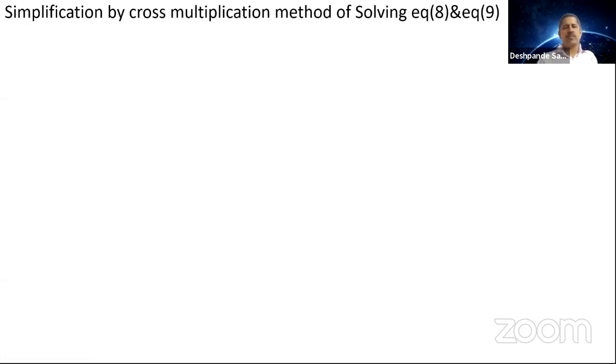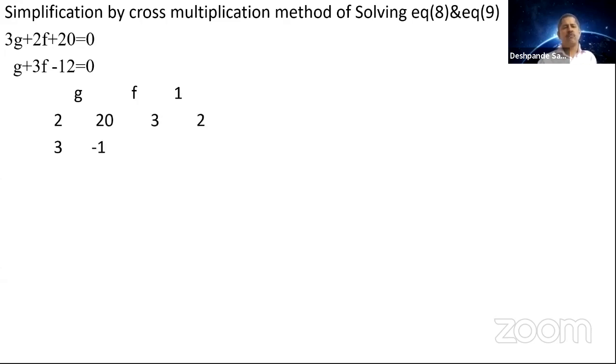So simplification by cross multiplication method. Solving equation 8 and equation 9. First equation 8, equation 9, then g, f, constant. Coefficient of f first. Start with 2 here: 2, 23, 2. Then second equation: 3, minus 12, 1, 3. Then you go for cross multiplication.